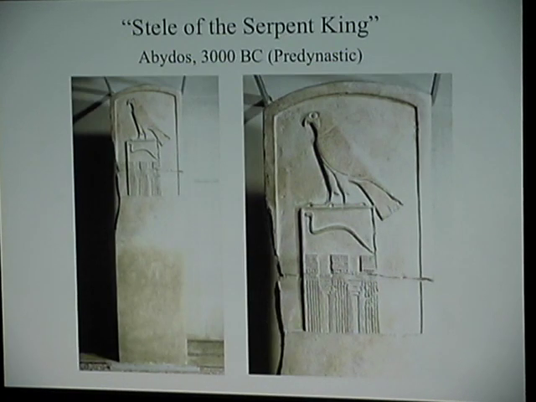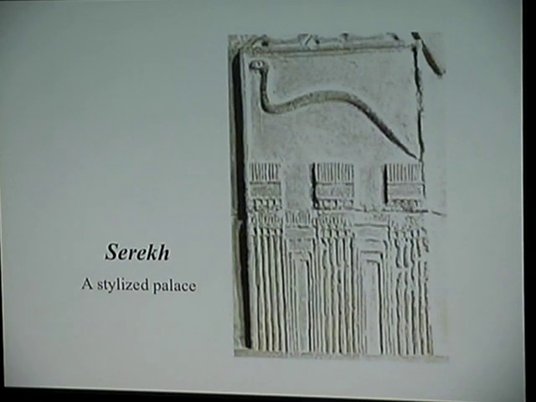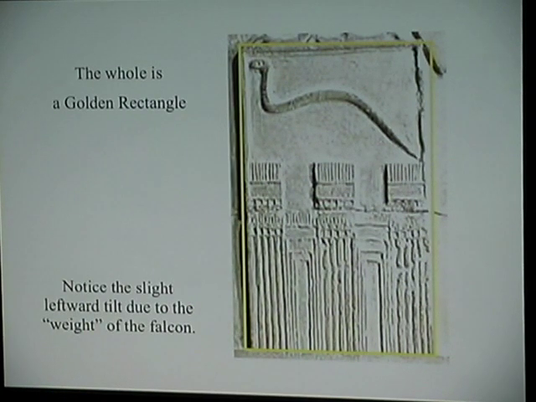Here we have something quite old from the pre-dynastic time, the so-called stela of the Serpent King. Now, I'm not going to analyze the entirety of the falcon standing on a rectangle with a snake and some architectural design below it, but we'll just look at that architectural design, or the rectangle. It's called a serekh. It's a stylized palace. Nice architecture from those days. And it turns out, of course, you're probably getting good at looking at this, the whole is a golden rectangle.